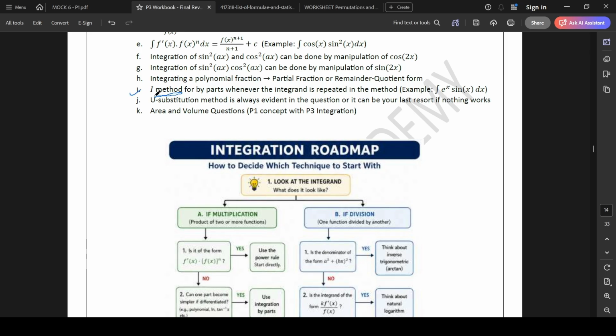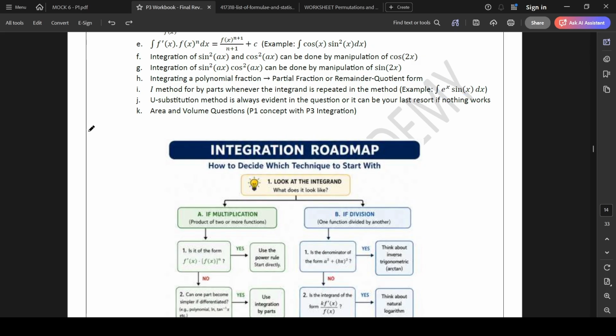Then comes the I method for integration by parts, used whenever the integrand is repeated in the method. Again, I've never seen this kind of question asked in your final examination, but you can't risk not knowing this particular method. They can toss this kind of thing whenever they want.